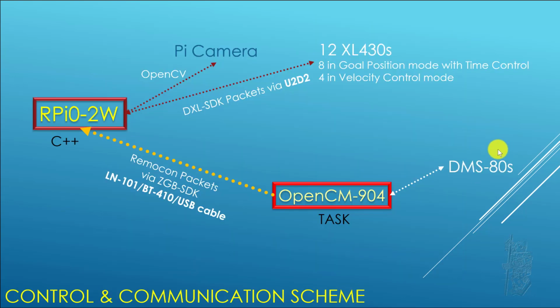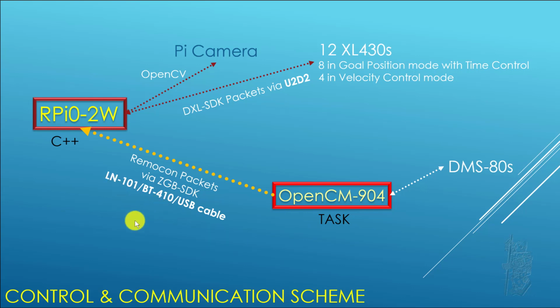Okay. And then for the control communication scheme, the plan is to use two controllers, the RPi0-2W and also the OpenCM904. The OpenCM904's job is very simple. It can use task code. All it does is monitor the distance sensor to see if there is an obstacle or not. If there is, then it has to figure out, okay, do I turn backward, turn left, turn right in order to evade it? And depending on those conditions, or those actions that need to be made, it sends remote control packets via the ZIGBEE SDK to the RPi0-2W.